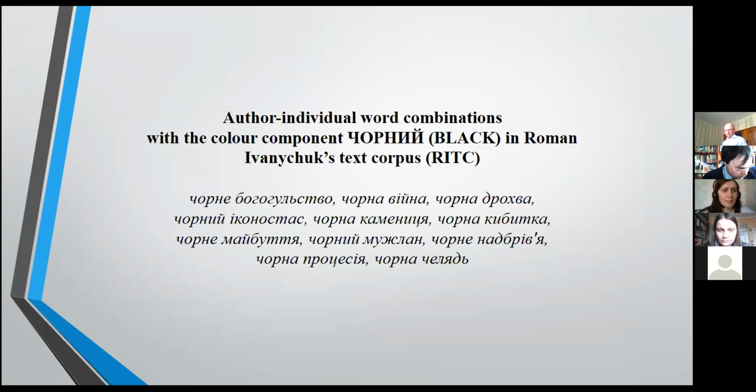It is worth noting that the corpus-based approach, values of relative frequency and statistical association measures allow us to reveal also individual word combinations of the Roman Ivanychuk text corpus, such as чорне богохульство, чорна війна, чорна дрохва, чорний іконостас, чорна камениця, чорна кибитка, чорне майбуття, чорний мужлан, чорне надбрів'я, чорна процесія, чорна челядь.